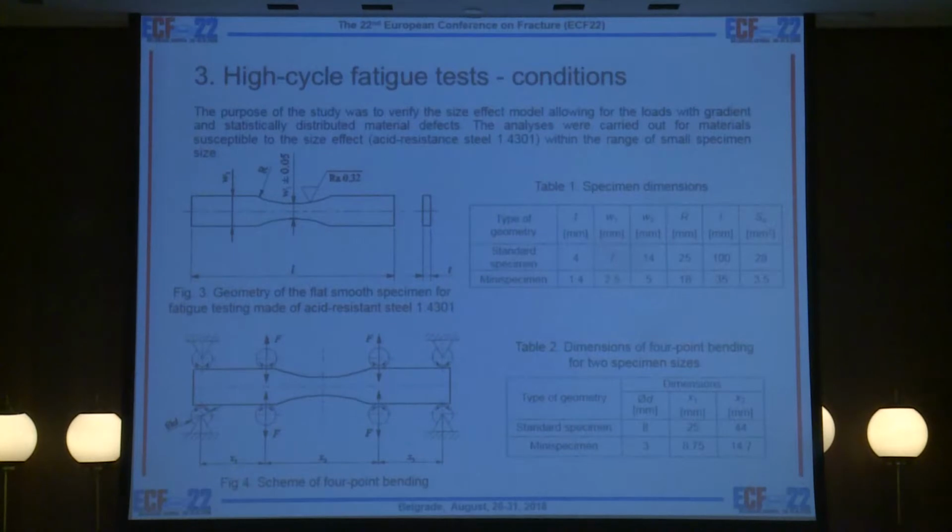For bending, four-point bending was used as the load. We have it fixed on the two ends, and we have two bars applying force, and we have a length between these two bars. Dimensions were shown in table 2.